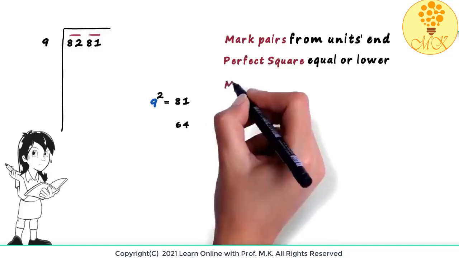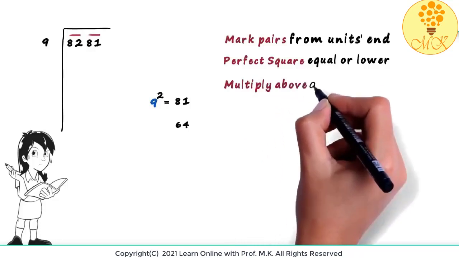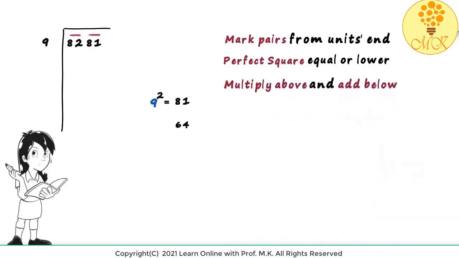The step says multiply above and add below. But what do we multiply and what do we add? It is the same number, 9. Let's focus on multiplying above first. We multiply 9 with 9 and write the product here. So the 9 you are multiplying is written on top.